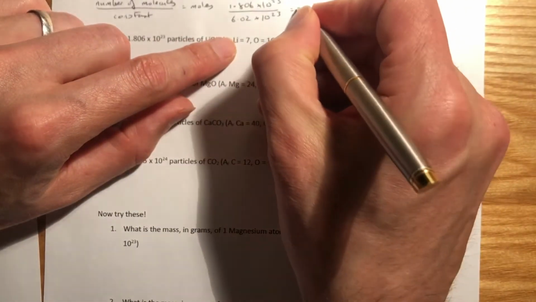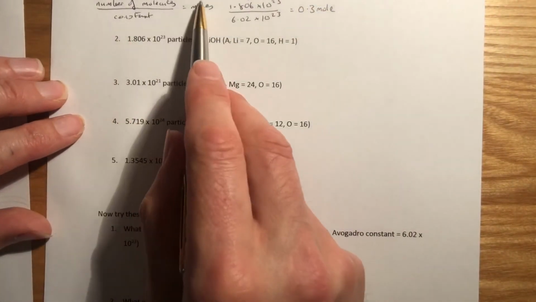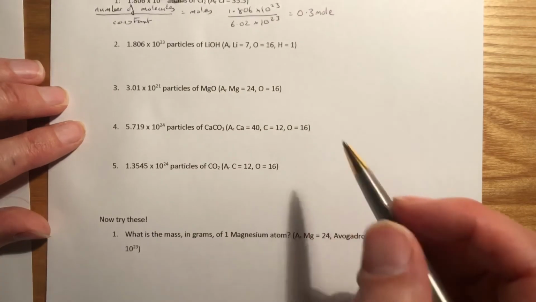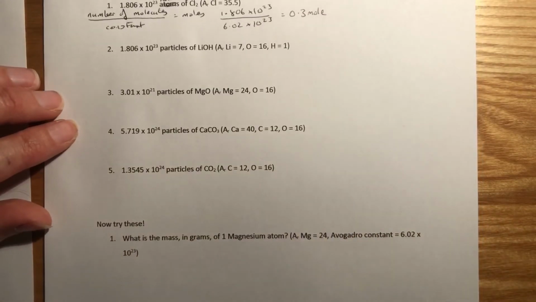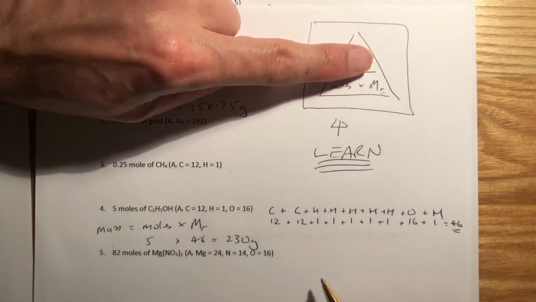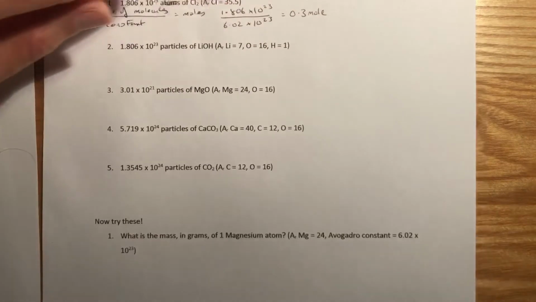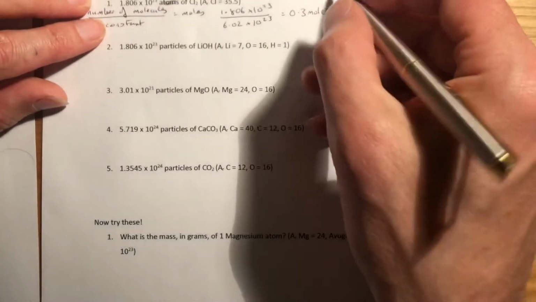Okay, so if you got that far without the video, you're doing pretty well, to be honest. We've got 0.3 of a mole of chlorine molecules. Now all we've got to do is rearrange the moles equation to make mass the subject. Put finger over mass. Mass equals moles times Mr. Okay, so let's write that out.